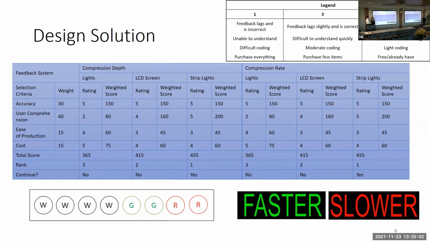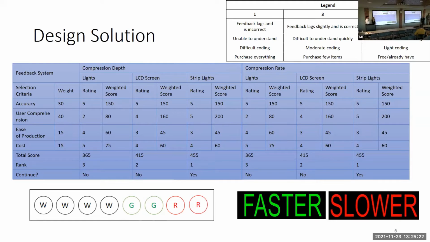What the previous group had in place was 2 sets of red, green, and yellow lights. Those would indicate too deep, shallow, too fast, or too slow compressions. And they're lined up right next to each other. So we thought it could be confusing for the user and they might switch them up. And so what we ended up doing is choosing the string of lights for the compression depth.